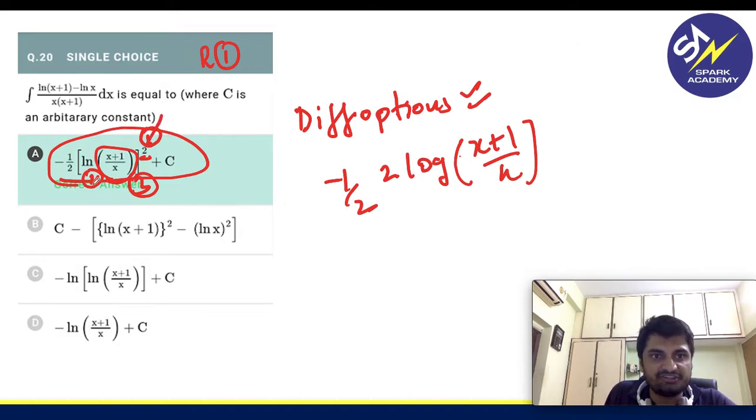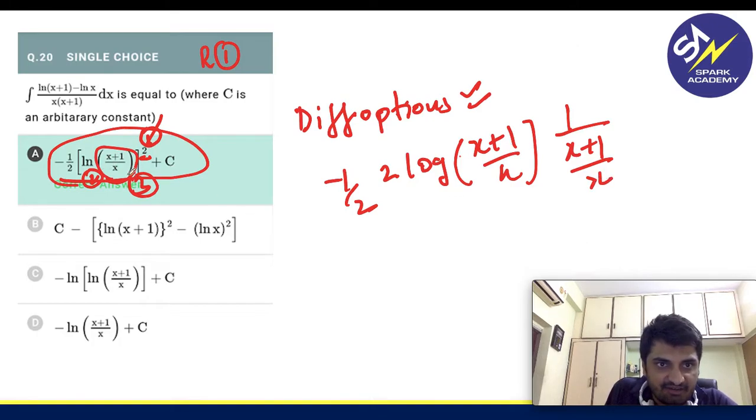Minus half. So this will be 2 times log of x plus 1 by x. So first one I have differentiated. Second, derivative of log is what? 1 by x plus 1 by x. Derivative of inside part is what?